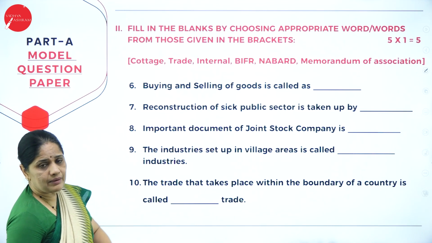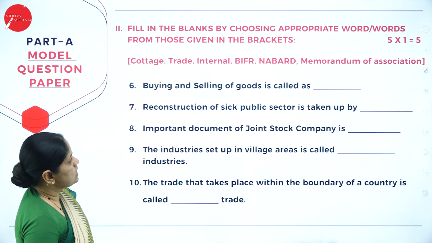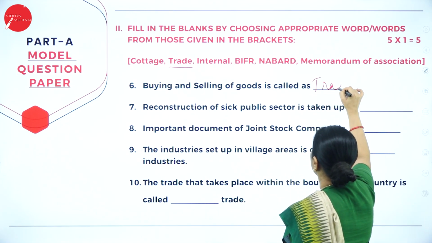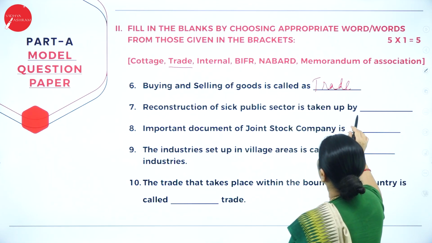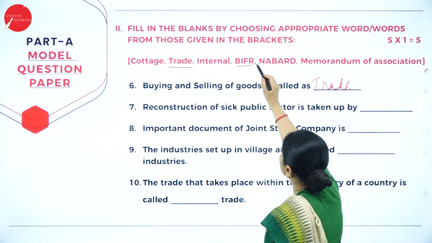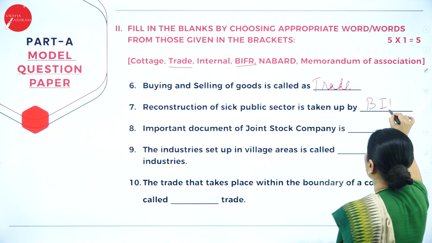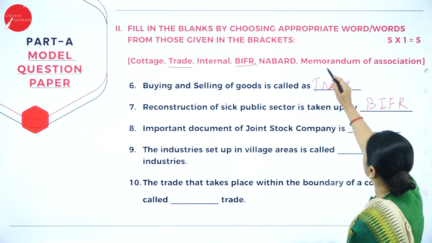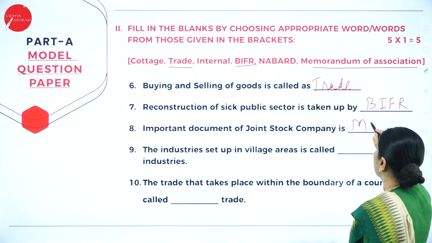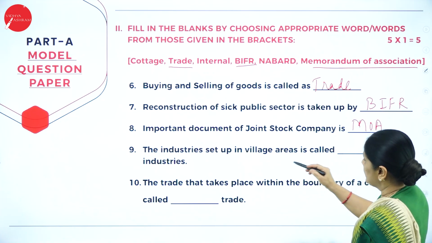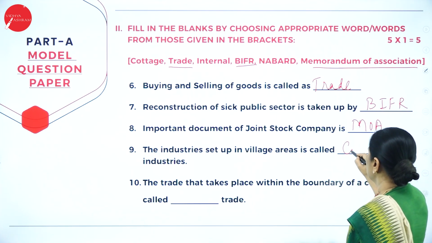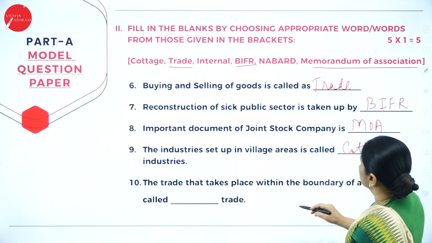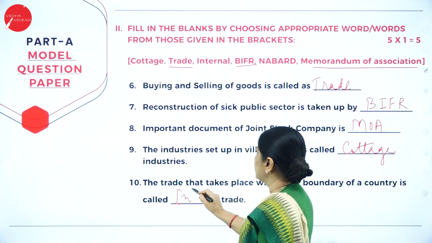Next. So fill in the blanks. Buying and selling of goods is called as dash. So the answer is trade. It is called as trade. Then reconstruction of sick public unit is taken up by the BIFR, Board of Industrial and Financial Reconstruction. The important document of a joint stock company is the Memorandum of Association. The industries set up in village areas are called the cottage industry. Then the trade that takes place within the boundaries of a country is called internal trade.